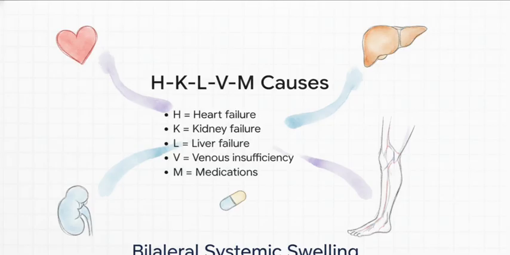H is for heart failure, K is for kidney failure, and L is for liver failure. These first 3 represent your major systemic organs basically failing to handle fluid volume or maintain protein balances. Then we've got V for venous insufficiency, which is incredibly common, and M for medications. Medications are an often overlooked but highly frequent cause of bilateral swelling, so definitely keep that in mind.